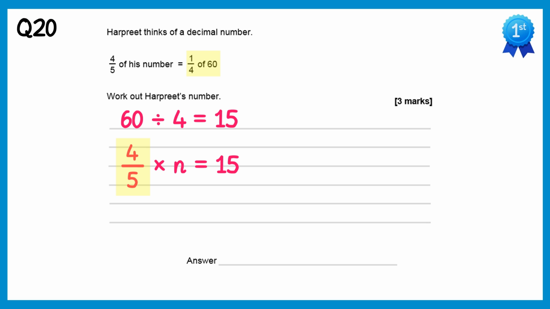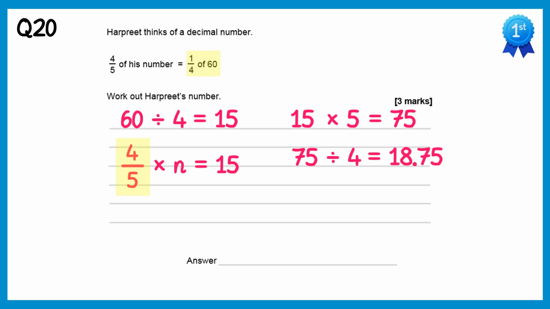But we're not finding 4/5 of a number. 4/5 of a number equals 15. So to find out the number, we need to do the opposite. Rather than divide by 5 and times by 4, we'll times by 5 and divide by 4. So take 15 and multiply by 5, which gets you 75, and then take 75 and divide by 4, which gets you 18.75. And that's the answer to the question.